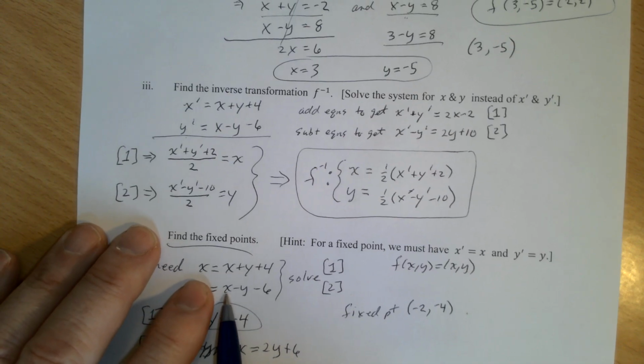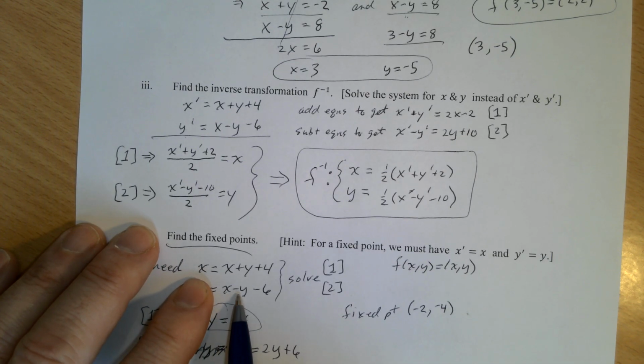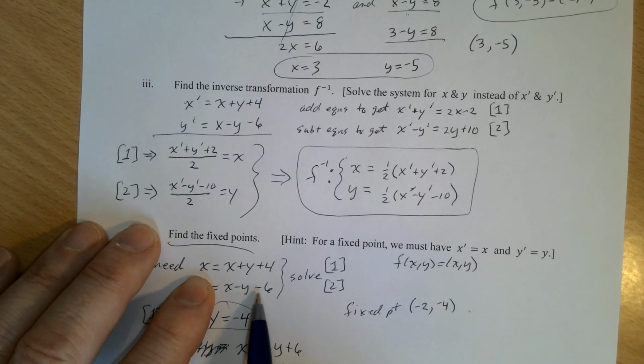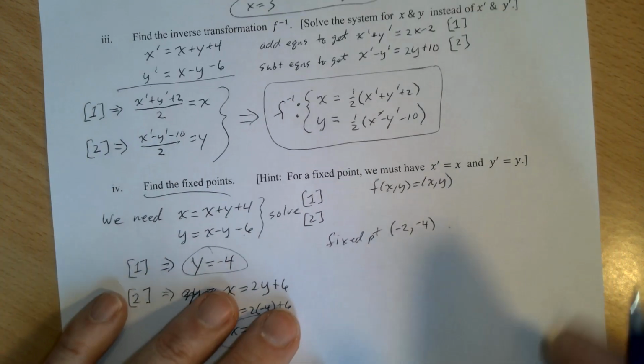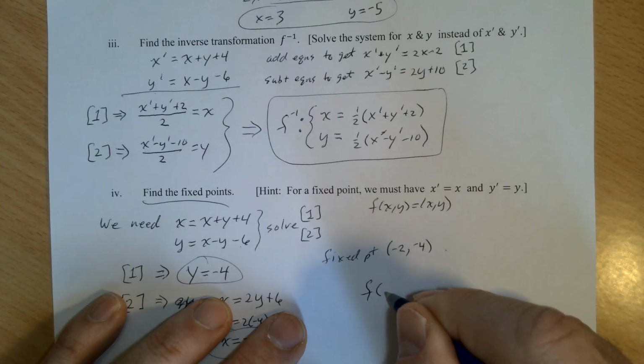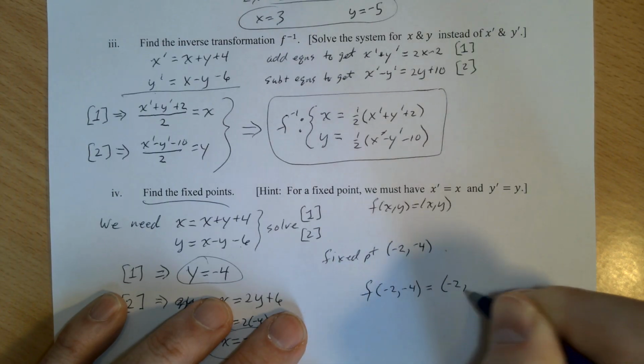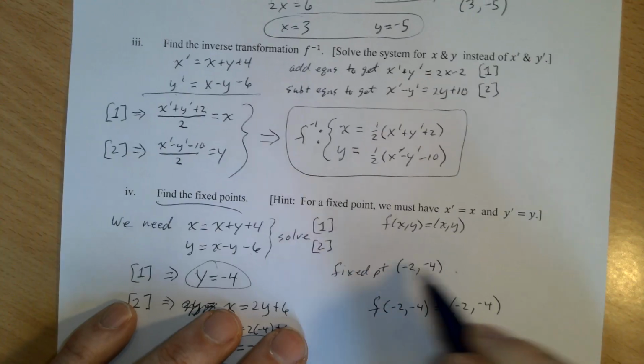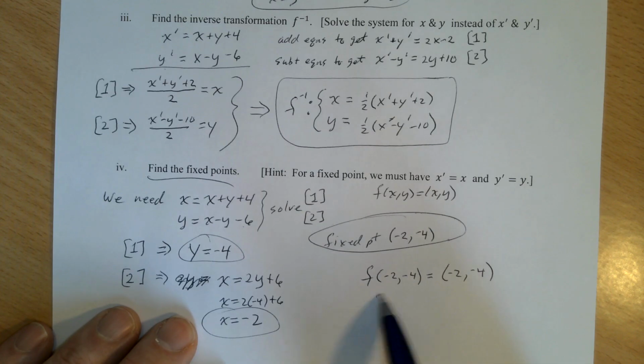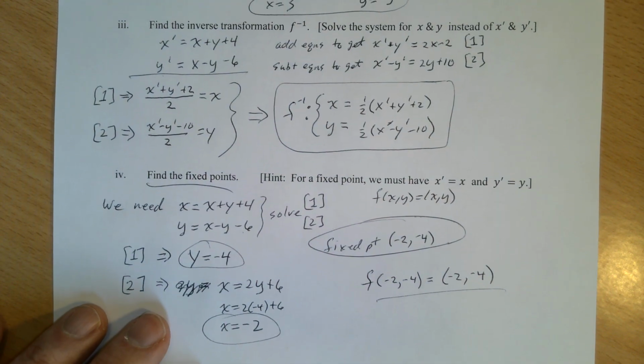And then negative 2 minus negative 4 minus 6, we want that to give us a negative 4. Negative 2 plus 4, that's 2. 2 minus 6 is negative 4. Yes, so indeed, f of negative 2, negative 4 is equal to negative 2, negative 4. So that is the only fixed point in this mapping.